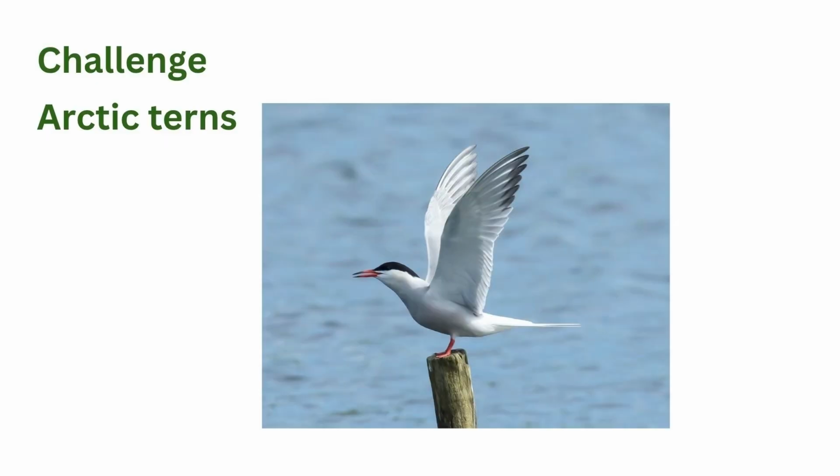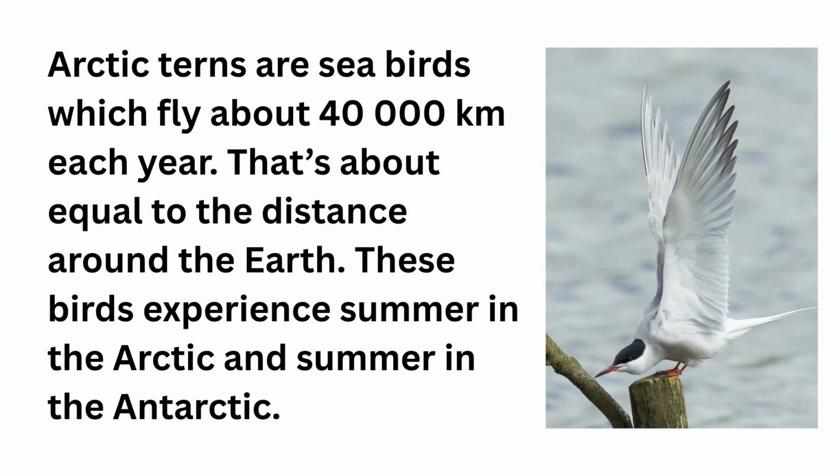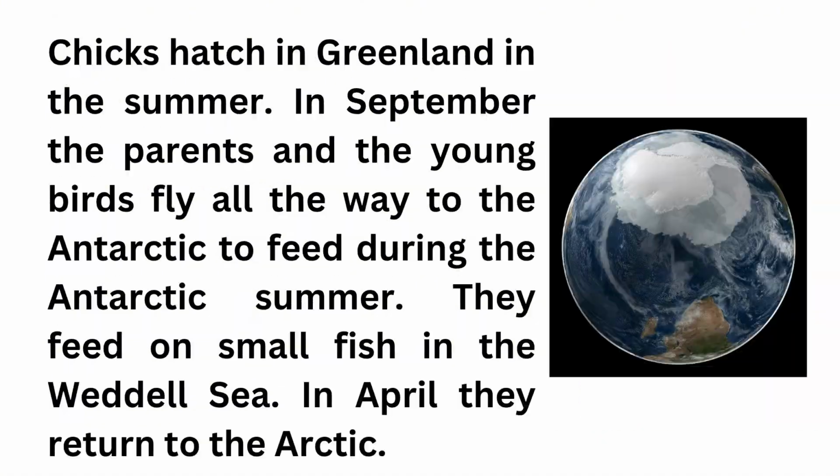Challenge. Arctic terns. Arctic terns are seabirds which fly about 40,000 kilometers each year. That's about equal to the distance around the Earth. These birds experience summer in the Arctic and summer in the Antarctic. Chicks hatch in Greenland in the summer.